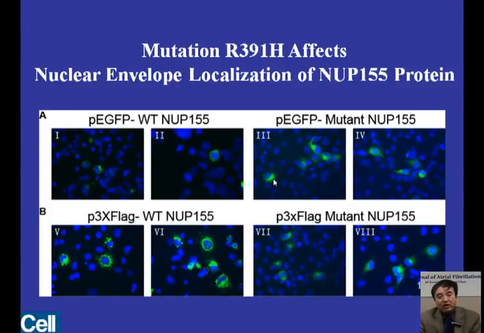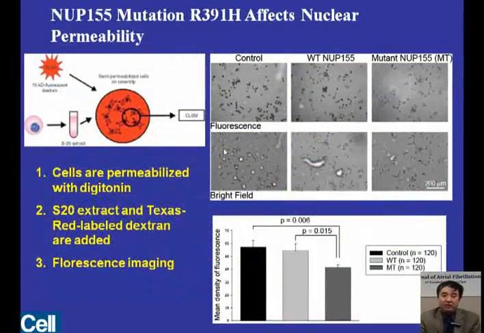Then we also characterized the loop155 mutation using a newly developed method for nuclear permeability. Compared to the wild-type loop155, the mutation significantly reduces the nuclear permeability.